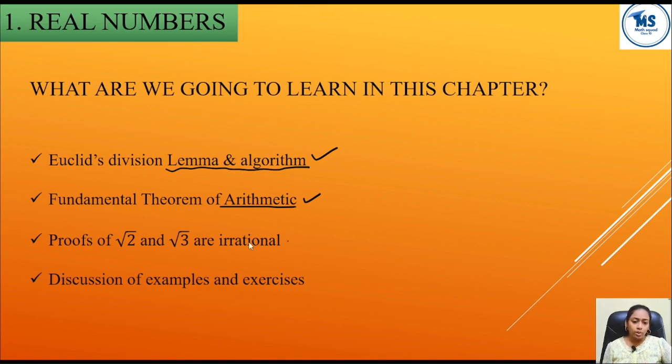We already know that root 2 and root 3 are irrational, but we need to prove that. Somebody told you root 2 and root 3 are irrational and we have believed. No, we need to prove that. We'll prove that in this chapter. Then discussion of examples and exercises. Of course, we'll discuss all the examples given in your textbook and we'll solve all the exercises in your textbook. Okay, that's it for now.